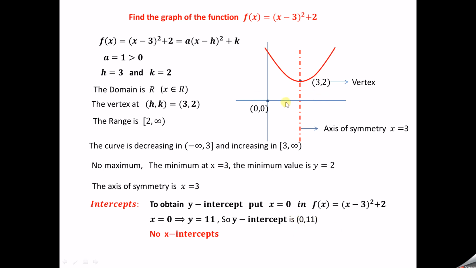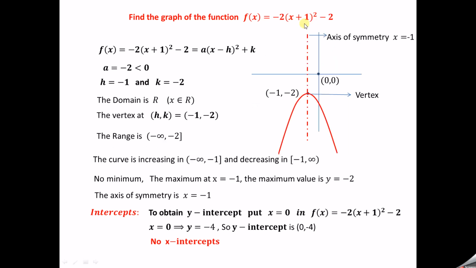And are there any x-intercepts here? No. There are no x-intercepts, because for any x value, y is never 0. Y means f(x), and it will never be 0 here. That means it is not intersecting the x-axis. So there are no x-intercepts for this quadratic function, which is a parabola. And similarly, you can take another. It is again in the standard form.